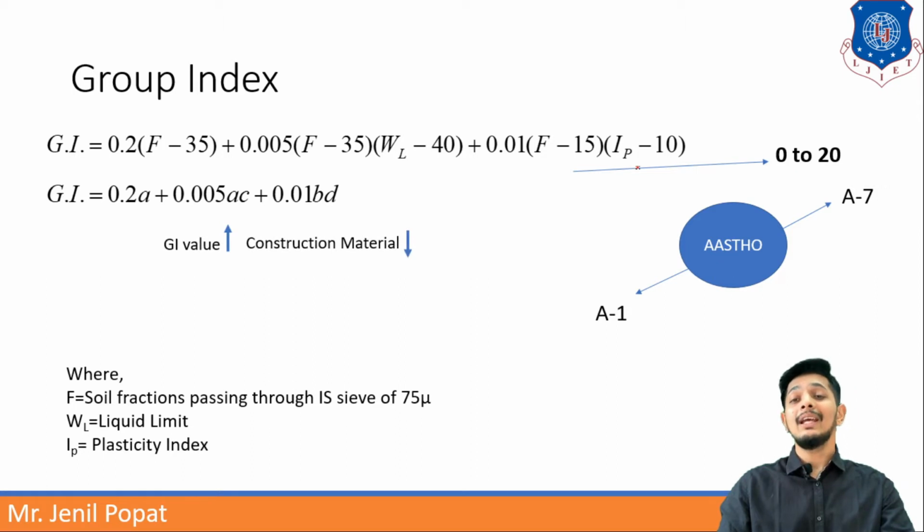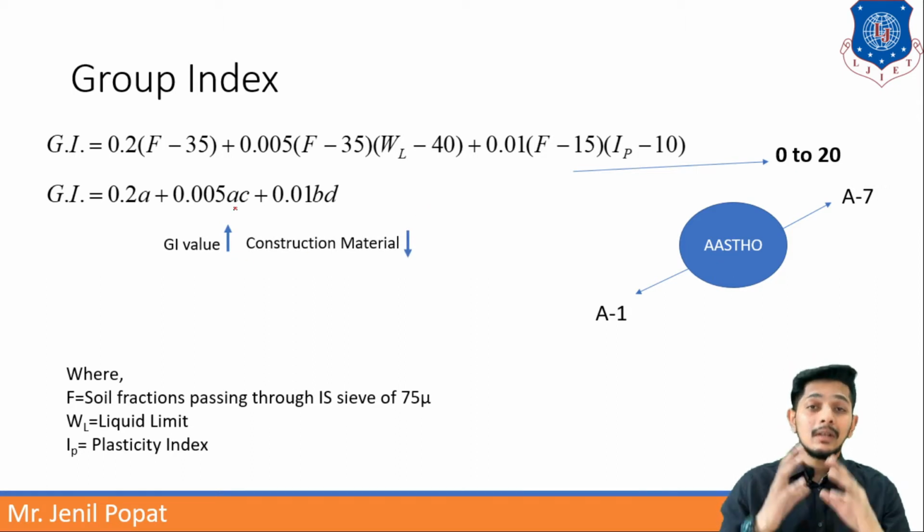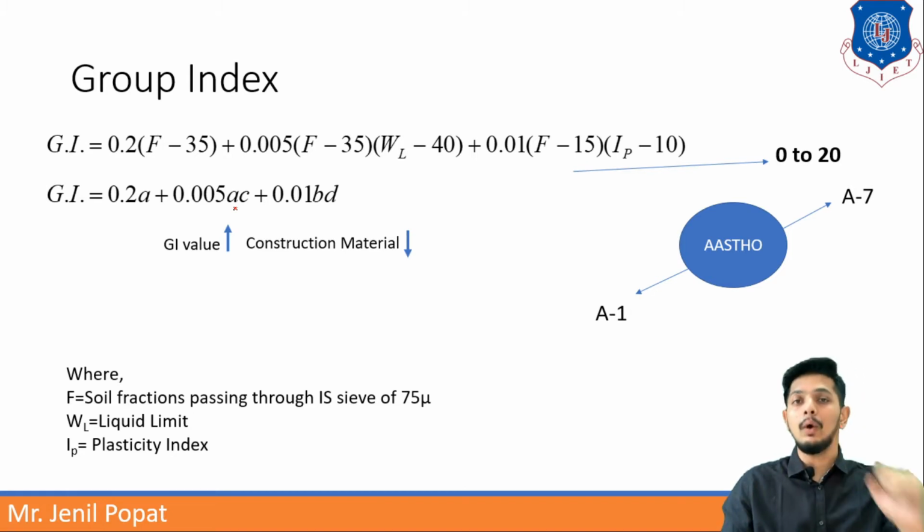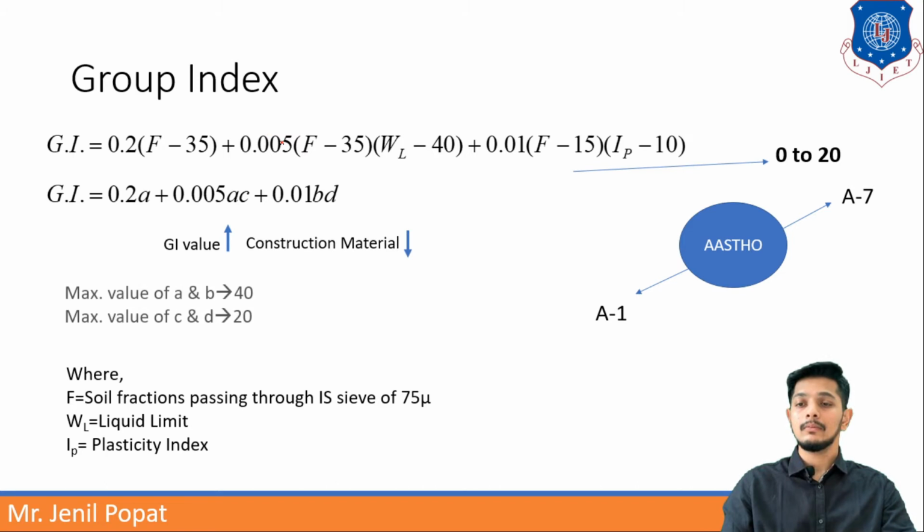If the GI value is very high, the quality or strength of the construction material will be lower. If GI is 0, it will be very good for construction of a road above it. If GI has the maximum value, then the construction material will be the poorest according to AASHTO. The maximum value of A and B should be 40 and the maximum value of C and D should be 20. So A and B cannot go above 40 and C and D cannot go above 20. So this is group index.